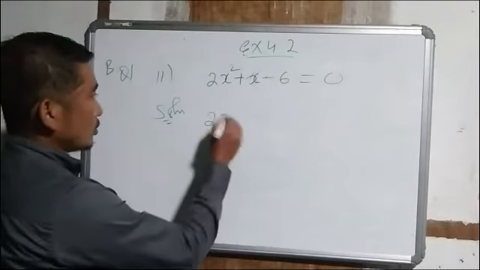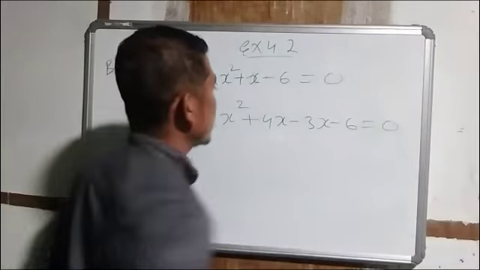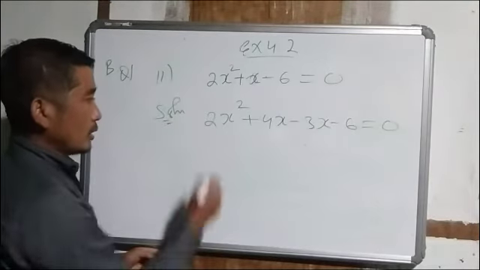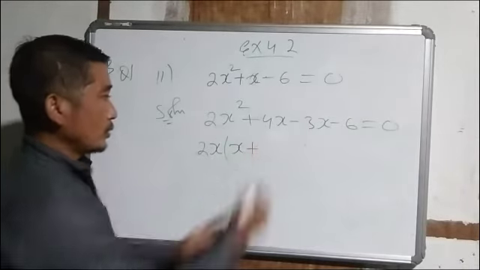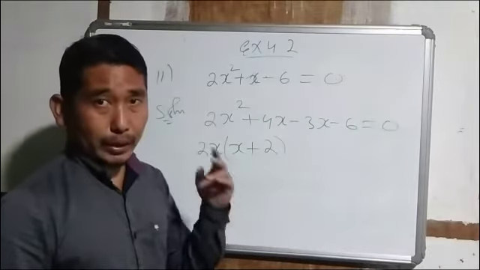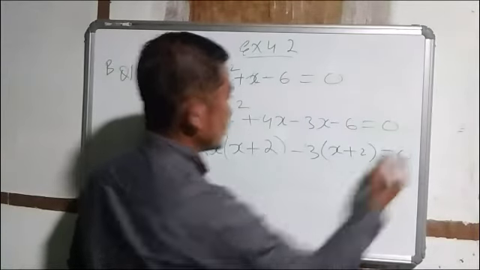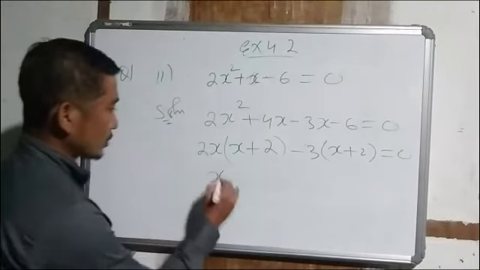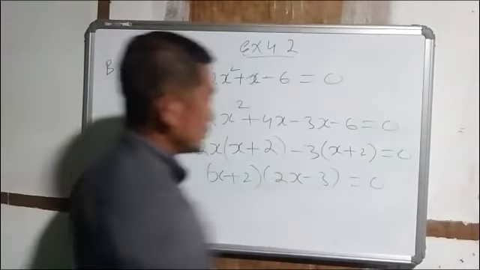So 2x squared plus 4x minus 3x minus 6 equals 0. Taking out the common factor 2x from the first and second terms, we have 2x, then the factor x from the first term and the factor 2 from the second term. Minus 3x minus 6 also has a common factor of minus 3. Take out minus 3, and we have x plus 2. We see again x plus 2 is a common factor. So take out x plus 2, then 2x minus 3 equals 0.